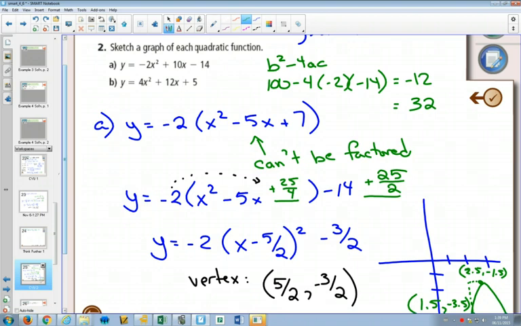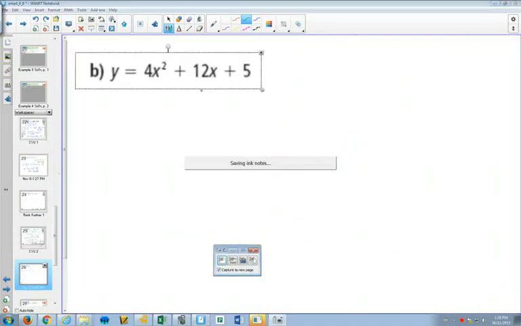Let's look at B. Initial look at this one, you might say to yourself, this is not a fun one to factor, because that 4 out in front makes it difficult. I don't know if it's 4 and 1 or 2 and 2.